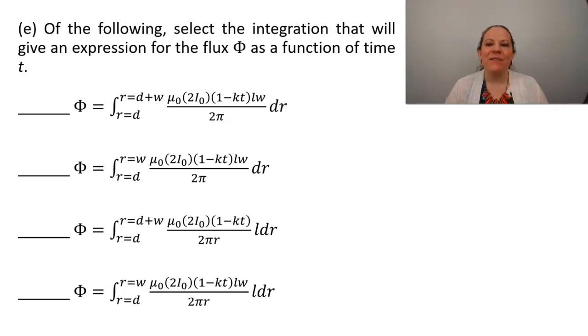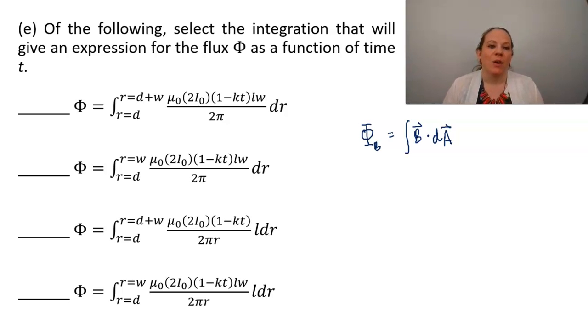Part E. Of the following, select the integration that will give an expression for the flux phi as a function of time t. So we are going to need to remember, let me grab my pen tool, that our magnetic flux is equal to the integral of B dot dA.